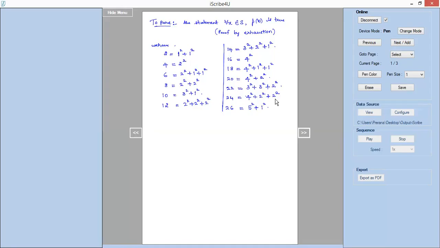So we have verified for every element a belonging to the set S. So we can conclude, therefore, each x in S is a sum of at most 3 perfect squares. So this is proof by exhaustion for us.